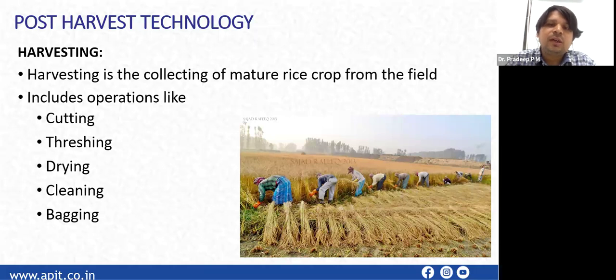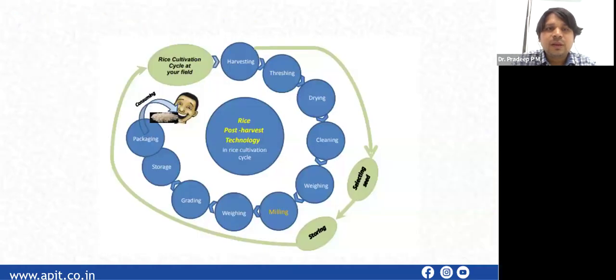Without the limitation of time or manpower. To overcome these problems, we have come up with the combine harvesters. It can cover large areas without much human intervention. So these are the rice post-harvest technology stages. Here, after harvesting, it is sent for threshing, where the straw is separated from the grain.